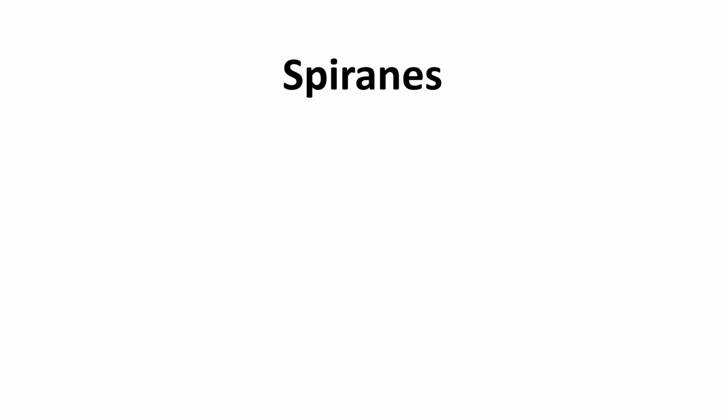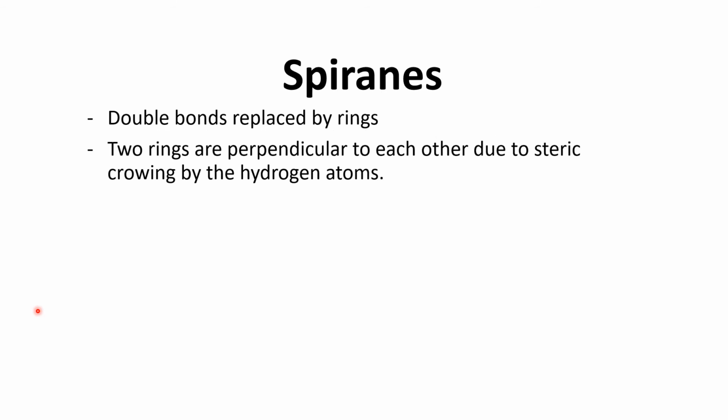And what about the spirenes? What is a spirene first? So far we saw allenes, okay. In the place of a double bond, if you have rings, we call it a spirene. Double bonds are replaced by rings, we call it spirenes, okay.